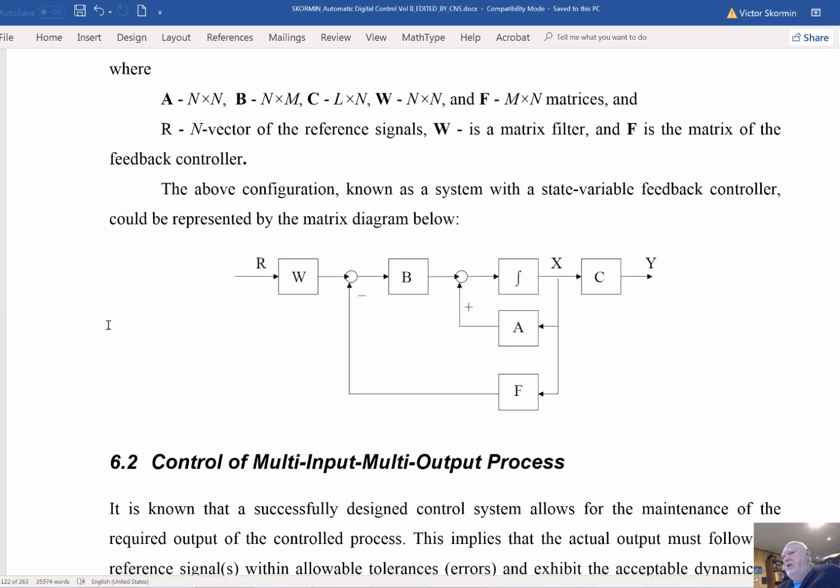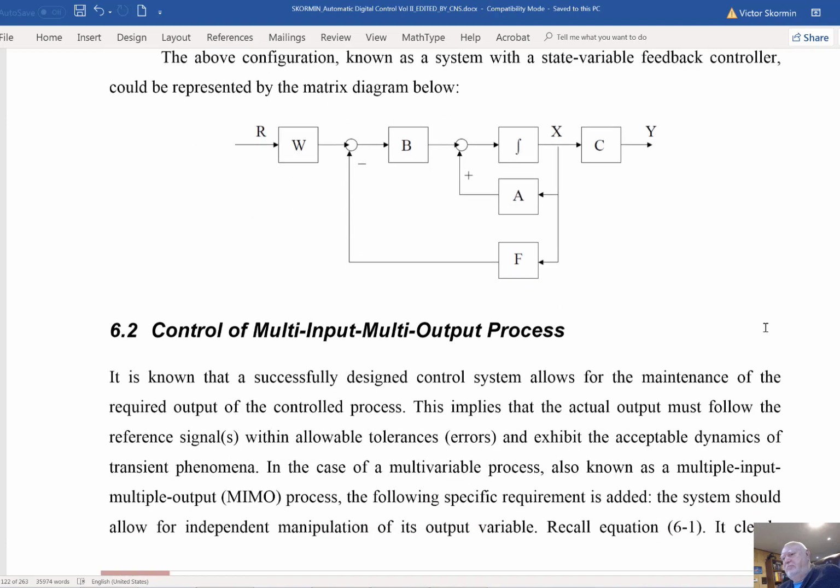And then you have to figure out how to create a system such that reference number 1 would give you independent access to the control variable number 1. If we apply a unit step at reference number 1, we do not want to see any responses except for the output number 1. And the response of the output number 1 should have the required characteristics. The same is true for reference number 2, reference number 3, and so on.